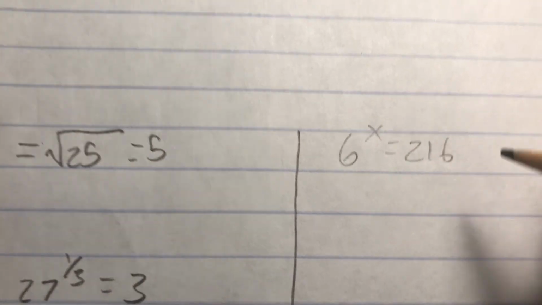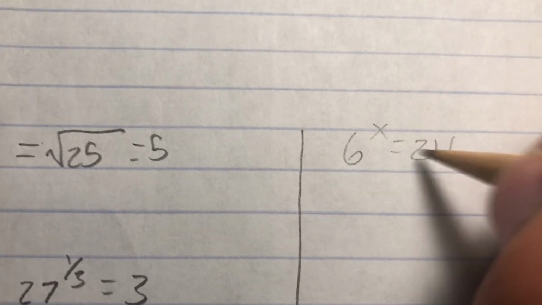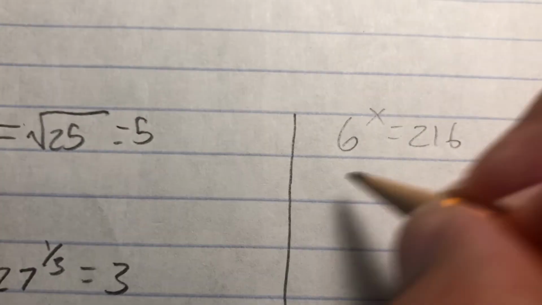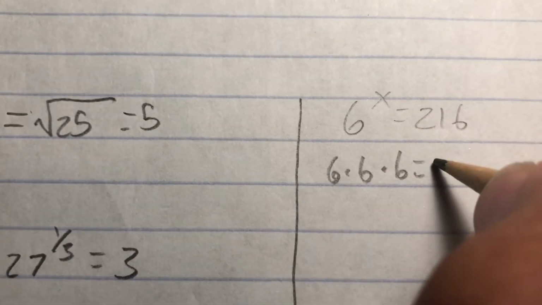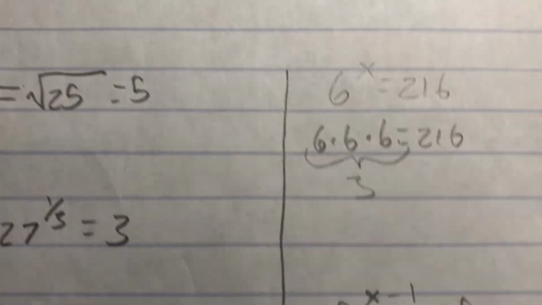Over here, so 6 to the power of something makes 216. Now, you already know the base is 6, so you know it's going to keep on multiplying by 6. So 6 times 6 makes 36 times 6. Oh, wait a minute, that makes 216. So x is 3. All right, no interruption.